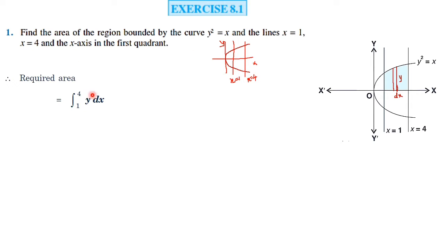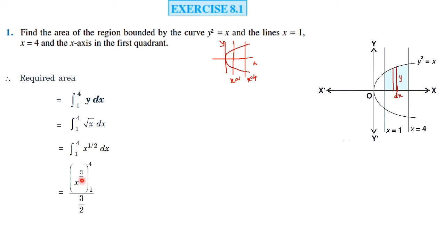Then y we need. Here you see y square equal to x. From there y we have to calculate, y is equal to root x. The mental calculation is enough. So integral 1 to 4 root x dx. Then root x we can write as x power 1 by 2 dx. X power n integration formula is x power n plus 1 by n plus 1. That is 1 by 2 plus 1 is 3 by 2. X power 3 by 2 by 3 by 2. Apply the limit 1 to 4.